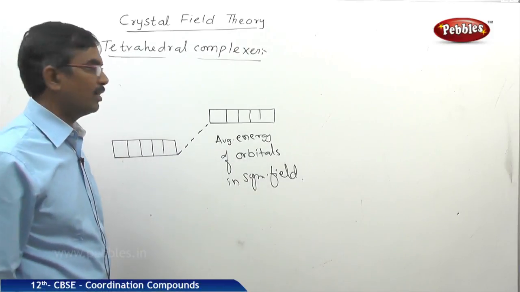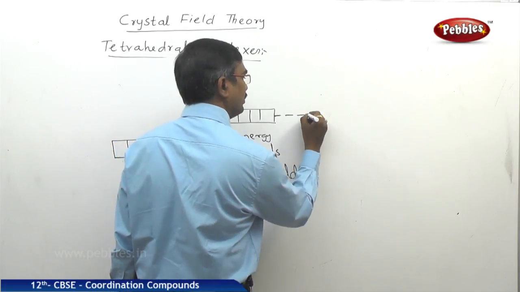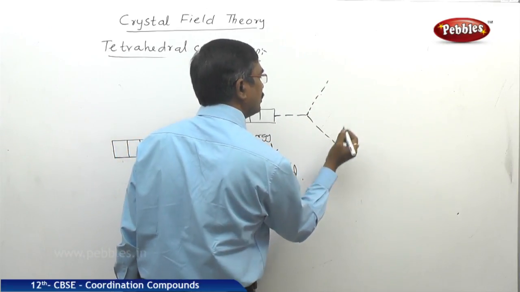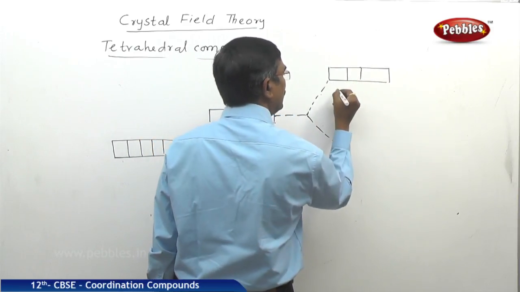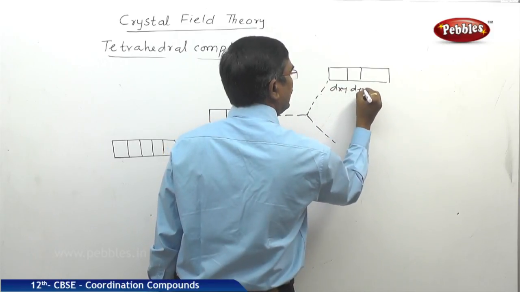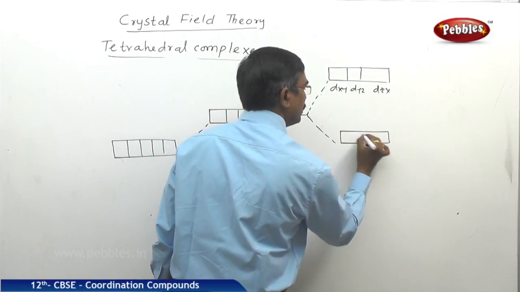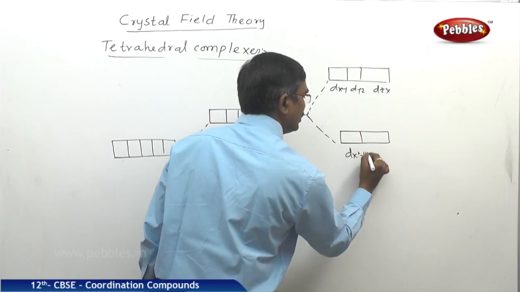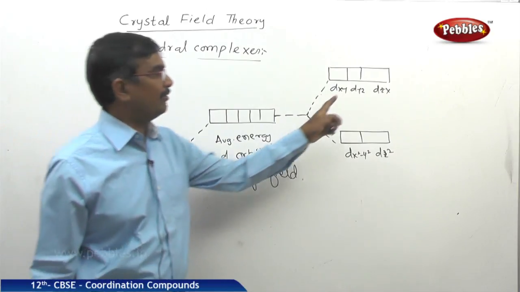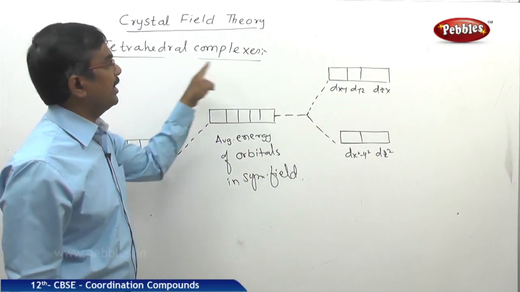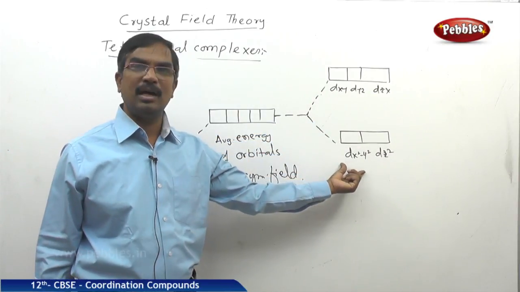Symmetrical field. Now after the corresponding splitting, we can see the highest energy will be for 3 orbitals, that is dxy, dyz, dzx, and low energy for dx square minus y square and dz square. So this is how we can see the splitting in the case of the tetrahedral complexes. So these three will have more energy and these will have less energy.